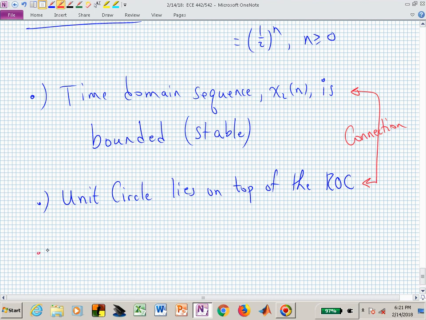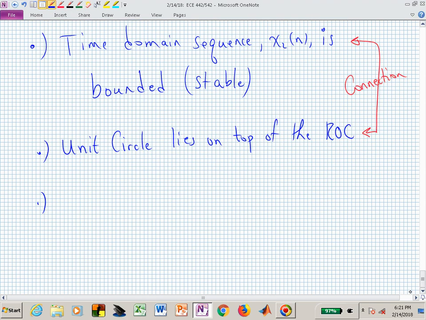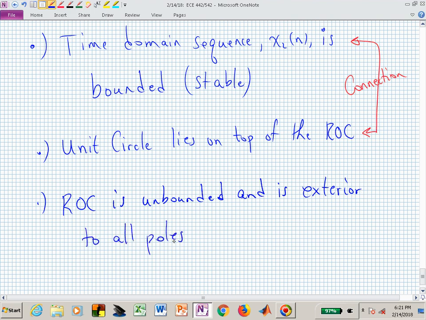And finally, as I said, these don't have any particular order to them, but now we know that the region of convergence is, and here's where I don't want to confuse you, but I'm trying to make a point. The region of convergence is unbounded. It was going off to infinity, was it not? It went to infinity. The region of convergence is unbounded and is exterior to all poles.